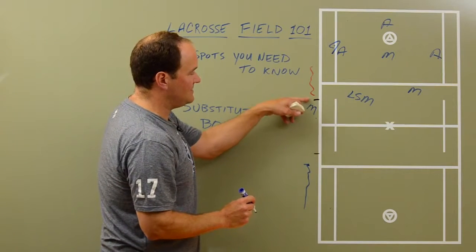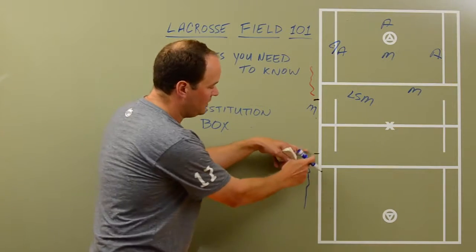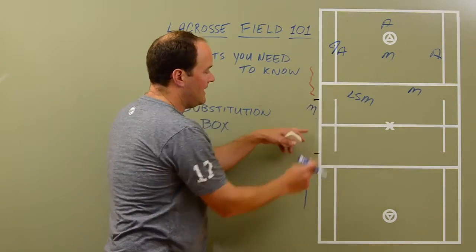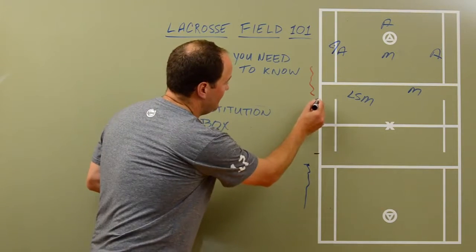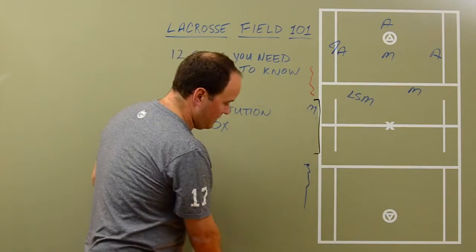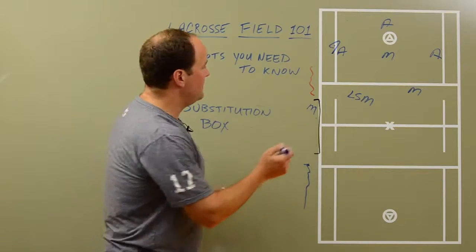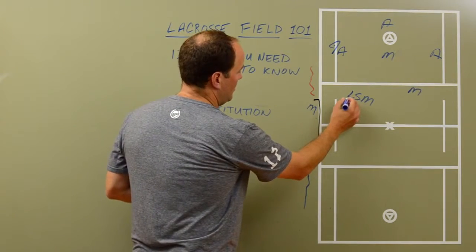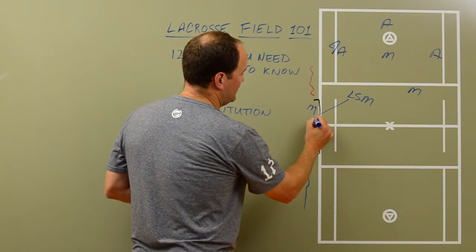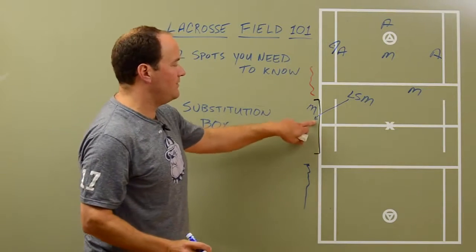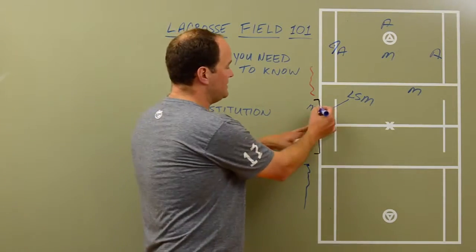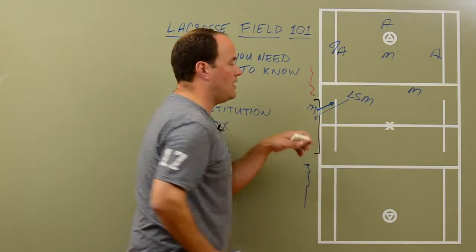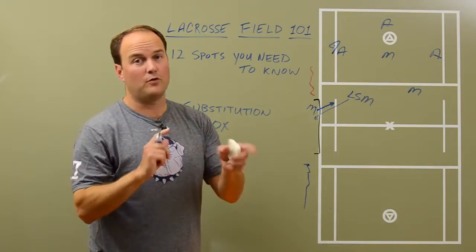Okay, you just can't pass this hash mark. You cannot enter the field on the other side of the hash mark. It has to be through this substitution box right here. Okay, that's the only place you can enter and exit the field. All right, so the long stick midi will come out through the box. Once he steps over the sideline in the substitution box, then that frees up our offensive player to come on in his place. So it's a 1-for-1 trade.